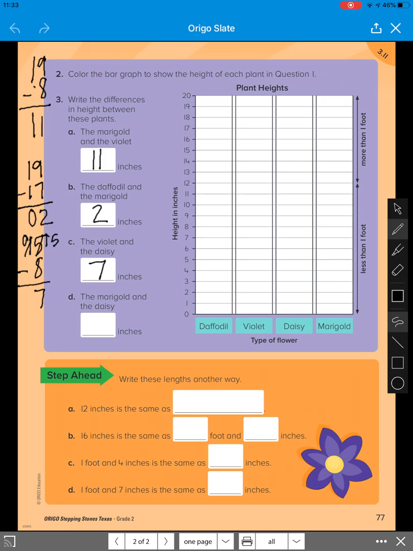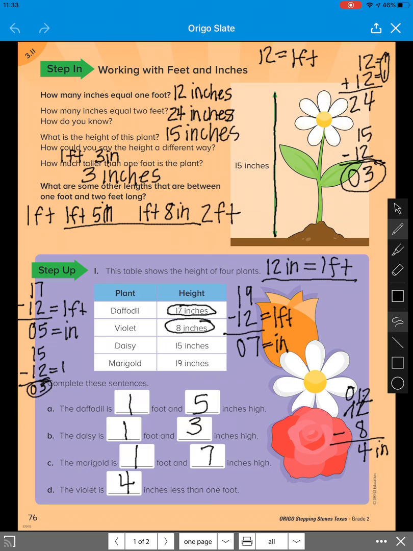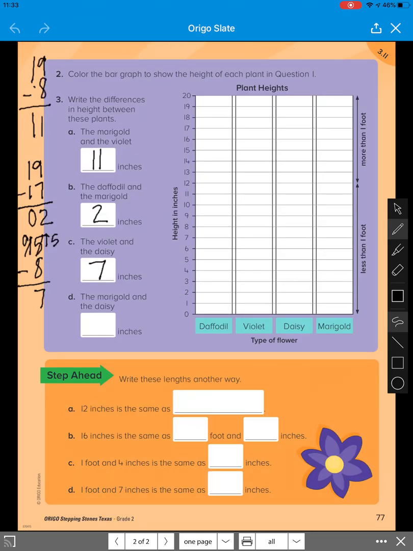So 7 inches. The last one is a marigold and the daisy. So the marigold is 19 and the daisy is 15. So I'm going to do 19 minus 15. 9 minus 5 is 4. 1 minus 1 is 0. So 4. So I've already written the difference in height between each of these plants.